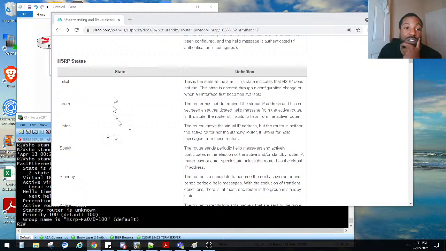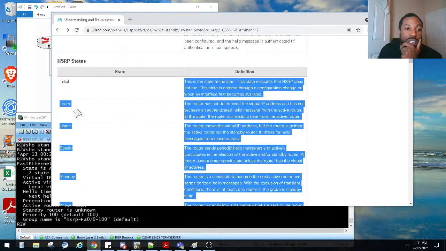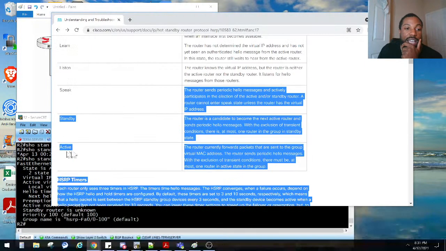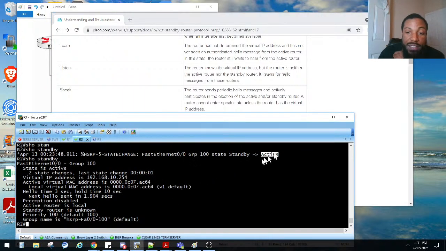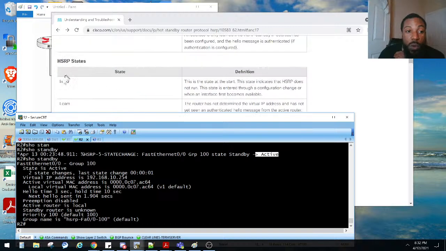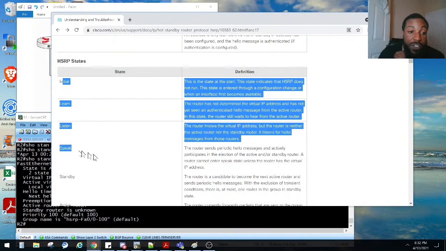Those are the HSRP states. It goes from initial to learn, to listen, to speak, and then it goes to standby, right? When he realizes nobody else is the active router, he says, okay, all right, then I'll just be the active router. That's what happens, and that's what happened in this case. I wish I would have run that show command earlier. Y'all would have seen those states, but it went immediately to active. If y'all see, first it went from standby, then it went to active. Those other ones, I would have had to run that show command really quickly for y'all to see.